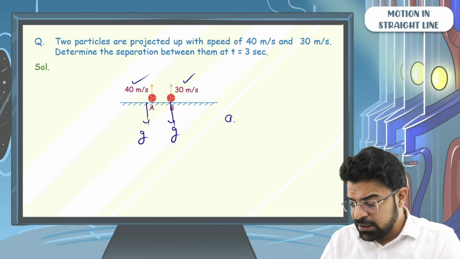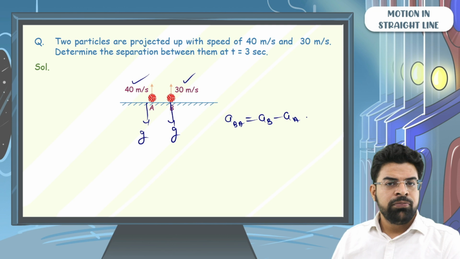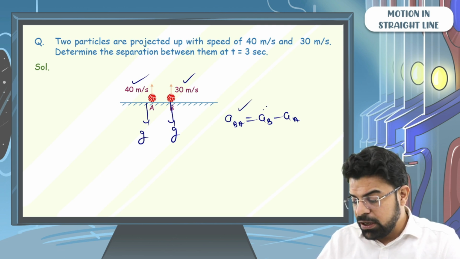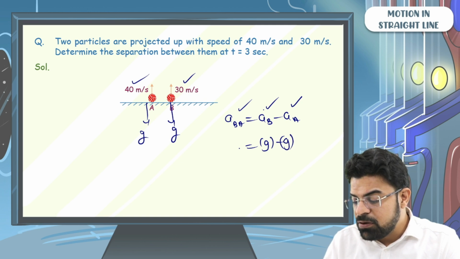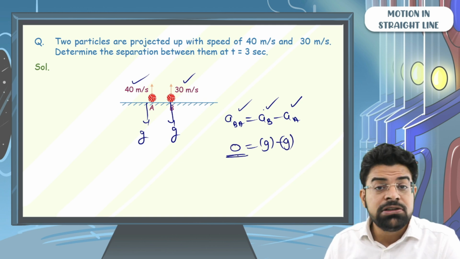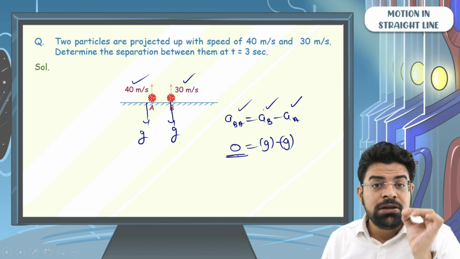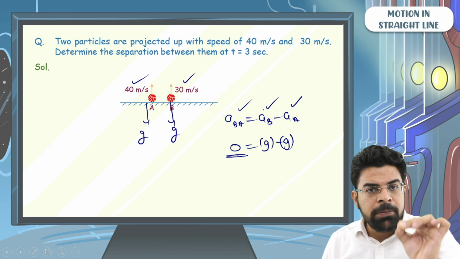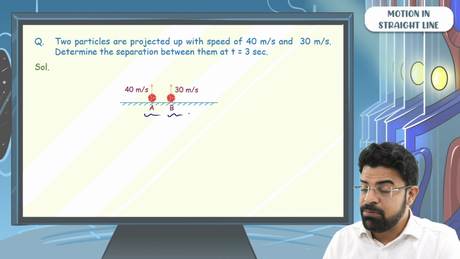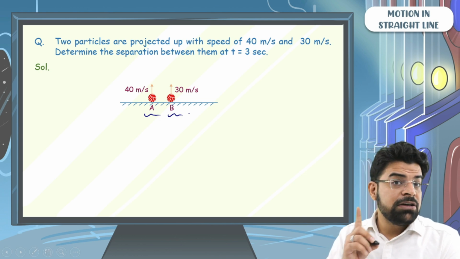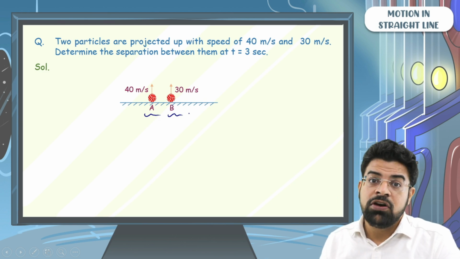We know that acceleration of B with respect to A equals acceleration of B minus acceleration of A. If both have got the same acceleration, what will be the relative acceleration? 0. And since the relative acceleration will be 0, the relative velocity will be constant. So since in this case both the particles have the same acceleration, their relative acceleration is 0, and their relative velocity will be constant.